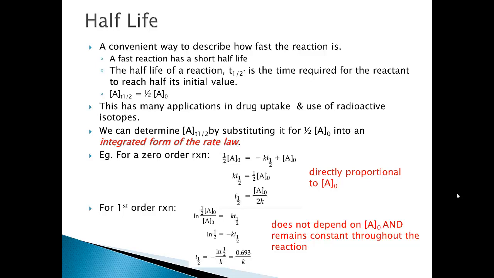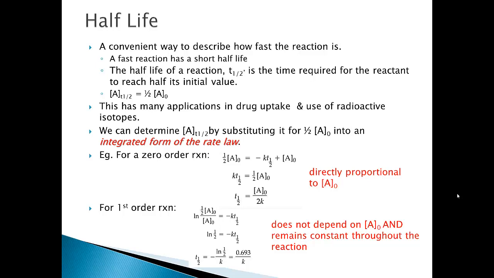So pretty much what we're saying is, this is the amount we're looking for, which is half the initial amount, and that's going to be equal to negative kT plus the initial amount, where T is our half-life, in this case T1/2. We can rearrange that into another form where our half-life is equal to the initial concentration divided by 2K, so 2 times our rate constant.